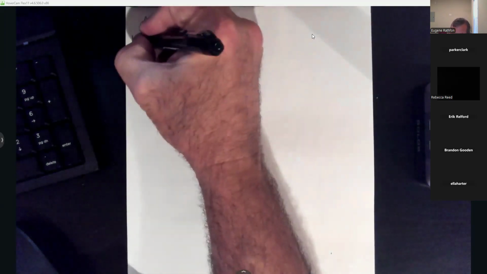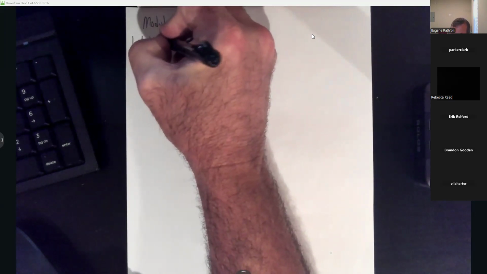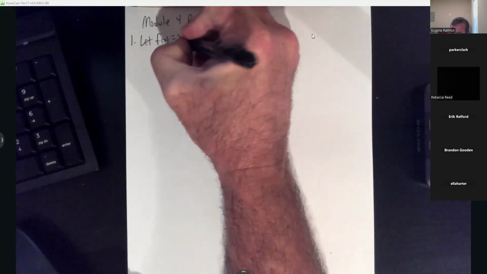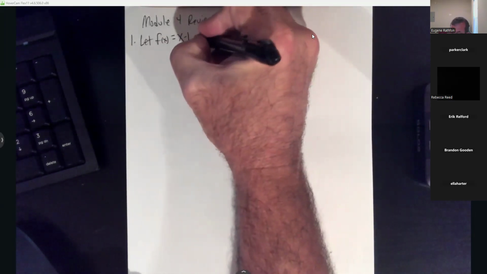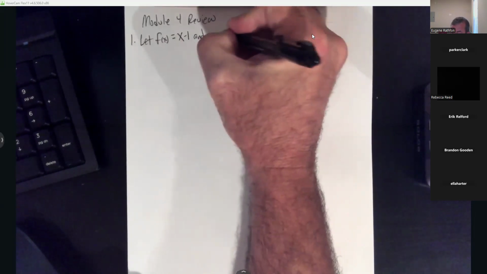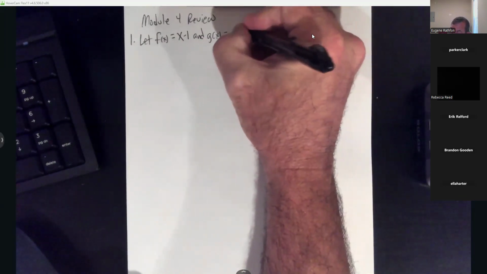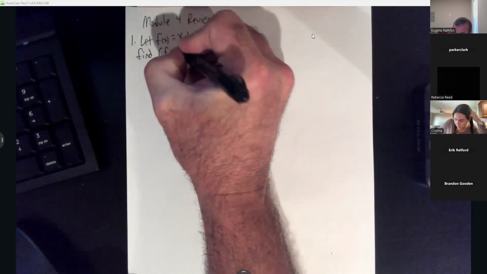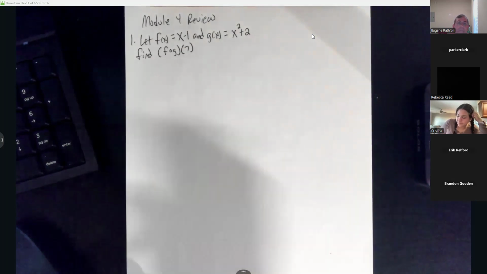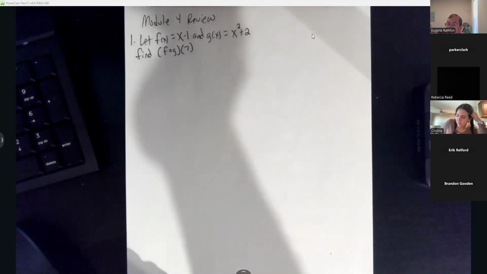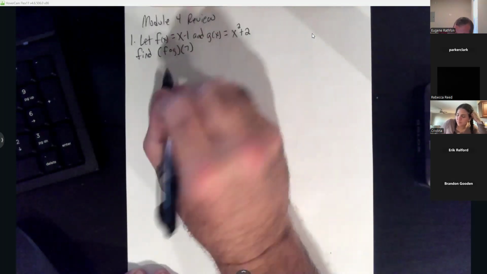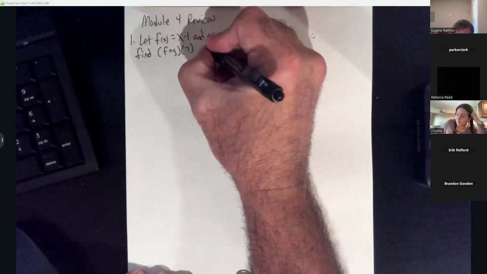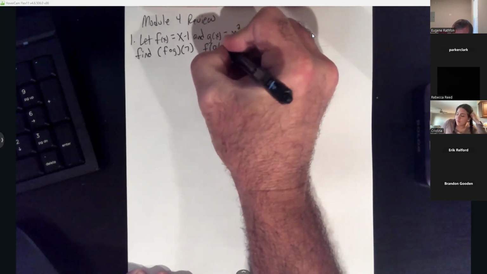All right, so number one, they want to let f of x equal x minus 1 and g of x equal x squared plus 2. On this problem, they want me to find f compose g of a positive 7. So this is out of 9.1, doing the composition of functions. This f composed g of 7, remember, is just like f of g of 7.